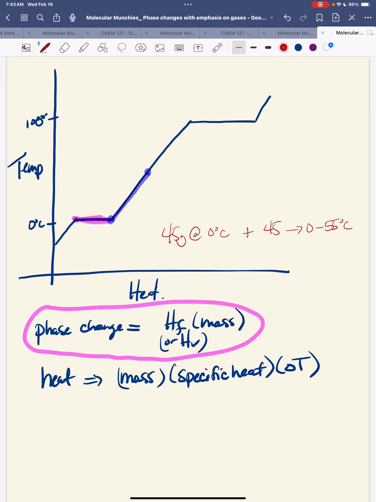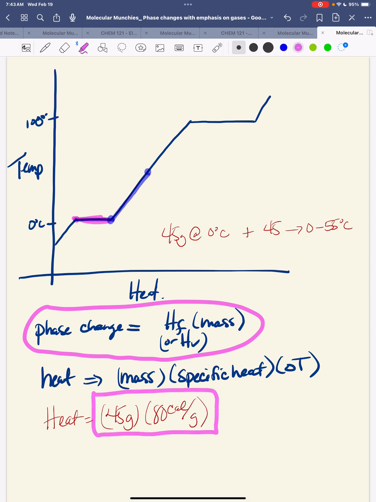So the heat for this reaction is going to equal the 45 grams of water multiplied by 80 calories per gram. That's our first calculation, melting the ice. Our second calculation is going to be to take that 45 grams of water, multiply it by 1 calorie per gram degrees Celsius. Remember, that's unique to water. It will change for other substances. And we're going to multiply it by 55 because it's 55 degrees Celsius minus 0. And when we add those two numbers together, we're going to get the heat involved.